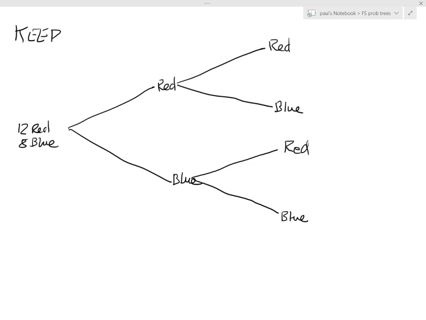So to get a red is 12 out of 20. To get another red, it's 11 out of 19. To get a blue, there are 8 out of only 19 left now. The initial blue is going to be 8 out of 20. And a red is going to be 12, and there are only 19 left in the bag because we've taken the blue out. And now to get a blue, we've taken one out, so it's 7 out of 19.